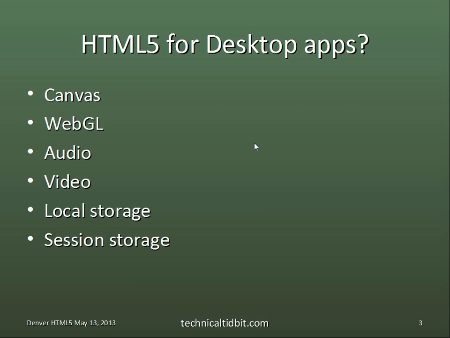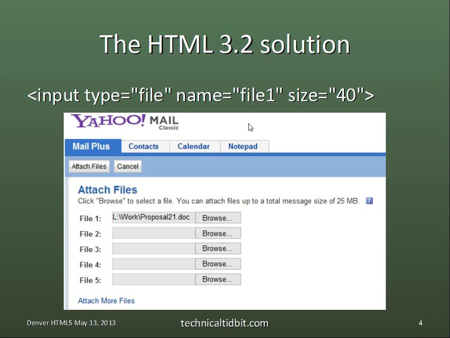There's a rich panoply of advanced APIs available, everything except unfettered access to the local file system: accessing local files, thumb drives, network shares. You are able to access one file at a time, but not an entire directory. The one file at a time comes from the 1990s, the HTML 3.2 solution, which is still available. It prompts the user to put in a file and it uploads it.